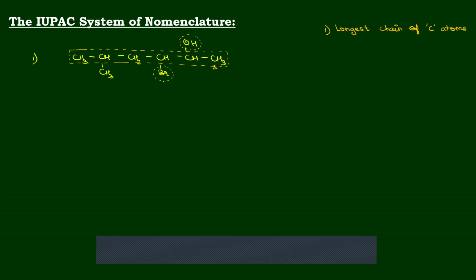Now, the longest chain which we select for naming the compound is called the parent chain. So this is the chain of 6 carbons with single bonds, so the parent chain would be called hexane. And as we discussed, the Br and the OH would be functional groups, and the small carbon substituent which is not part of the parent chain would be called a branch.